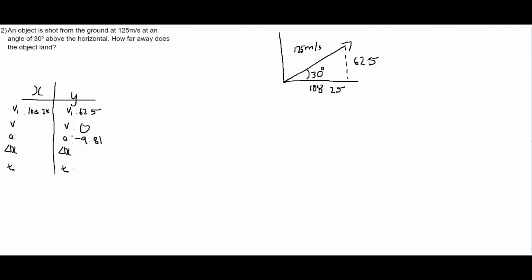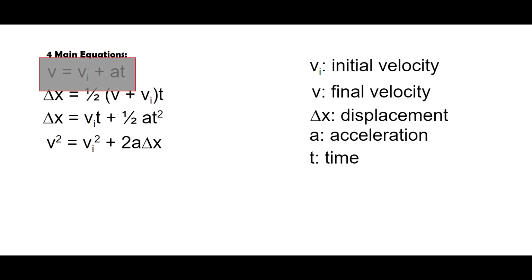This problem can't be solved using just one equation. What we need to do here is to find an equation that we can plug all these values into while giving us one missing value. In this case, the one missing value we can solve for is time. V equals V initial plus A times t.